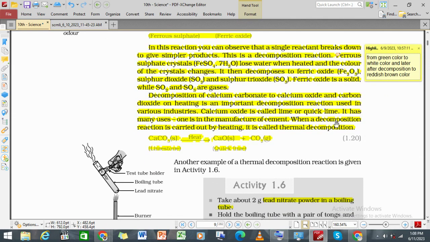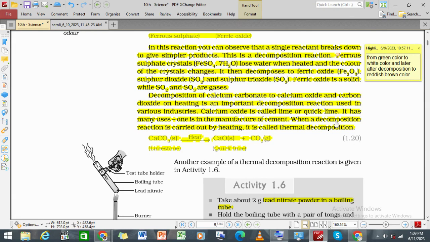Now, decomposition of calcium carbonate to calcium oxide and carbon dioxide on heating is an important decomposition reaction used in various industries. The calcium oxide is called lime or quicklime. That is calcium oxide, CaO. It is quicklime.